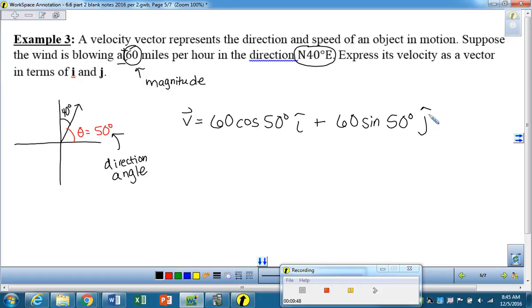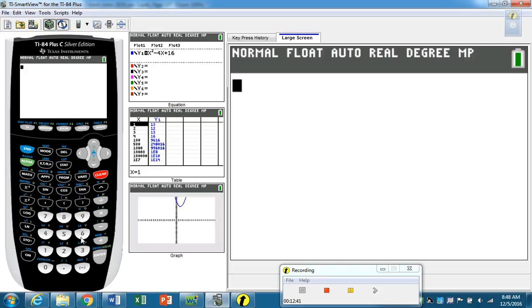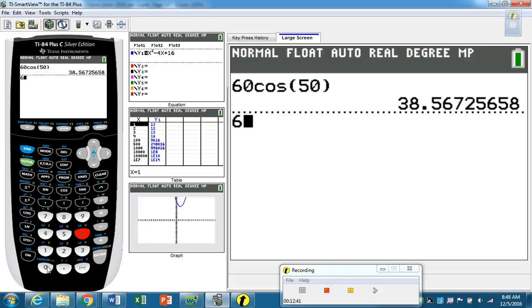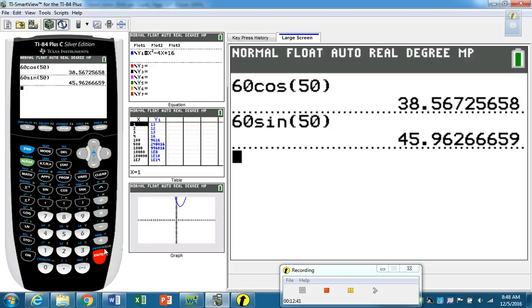So 50 degrees is not a perfect angle that's on our unit circle. So let's go ahead and type these in. So we have 60 cosine 50 and 60 sine 50. All right, so if we do a little bit of rounding here, let's round these to the nearest whole number. We have about 39i plus 46j.